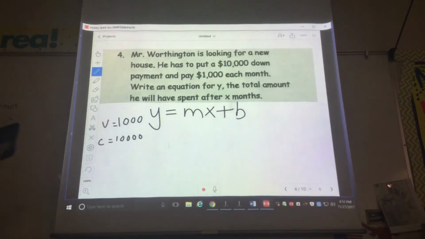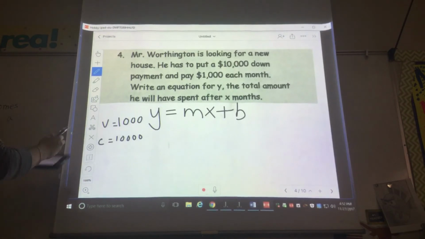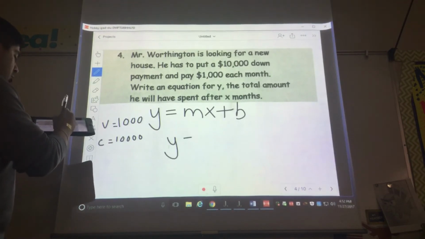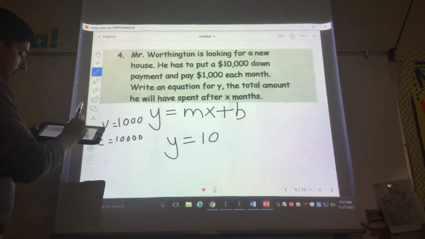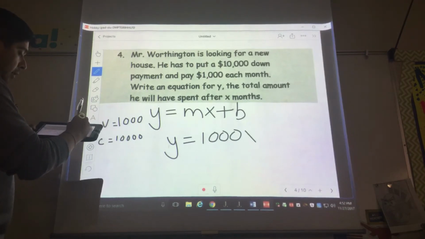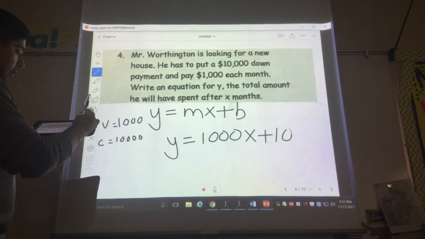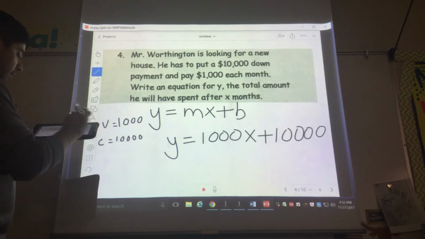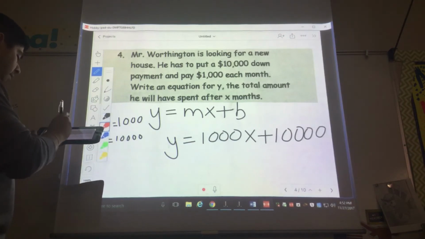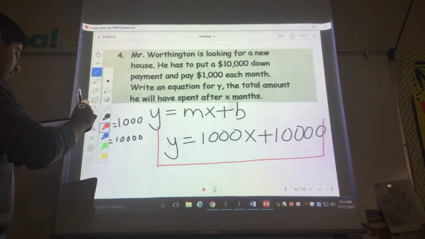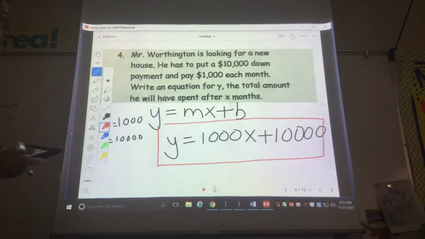All right, equation for y. So now we just plug this in. So y equals 1,000x plus 10,000. That's the equation. All right, there we go.